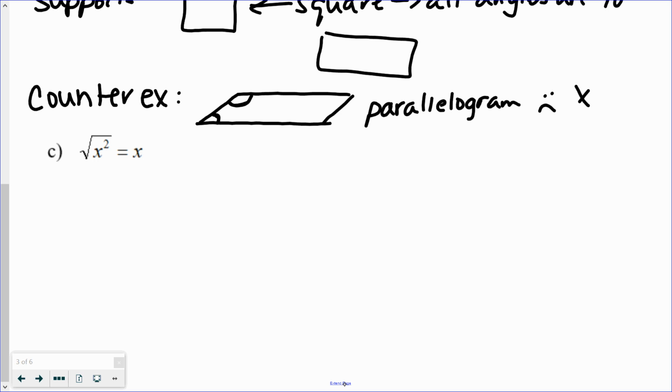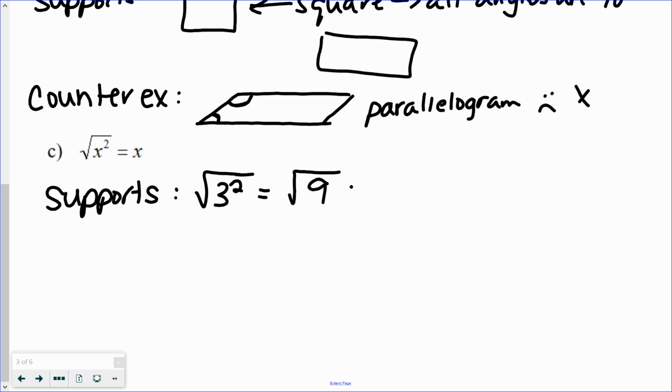So the square root of x squared is equal to x. Hopefully you're like, oh my gosh, we've done this lots. Hopefully it's true. So the square root of 3 squared. Well, 3 squared is 9. The square root of 9 is 3. So here, x was equal to 3. x squared, x. Yeah, that supports it.